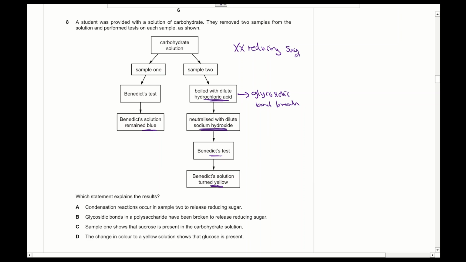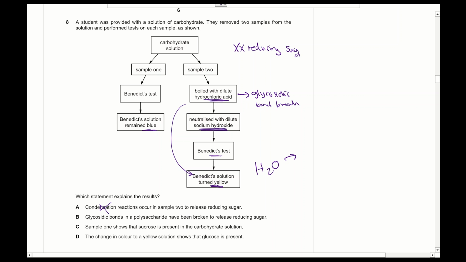If we boiled with dilute hydrochloric acid, then the solution turned yellow. This confirms the presence of non-reducing sugars. Therefore, let's see the suggestions that we have here. A. Condensation reaction occur in sample 2 to release reducing sugar. Now, this is a hydrolysis reaction. Hydrochloric acid breaks the glycosidic bond by hydrolysis by adding H2O. Therefore, this is incorrect.